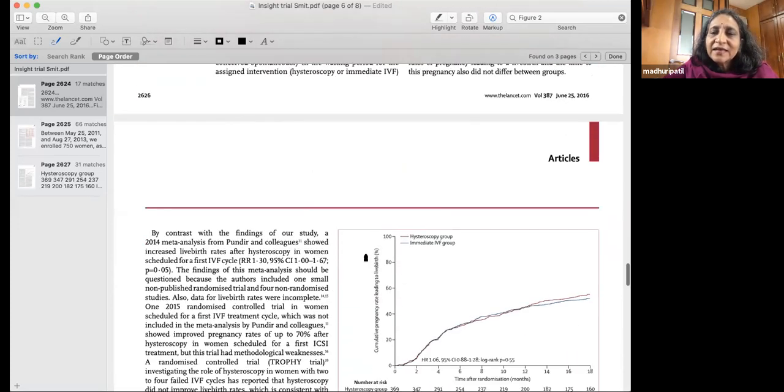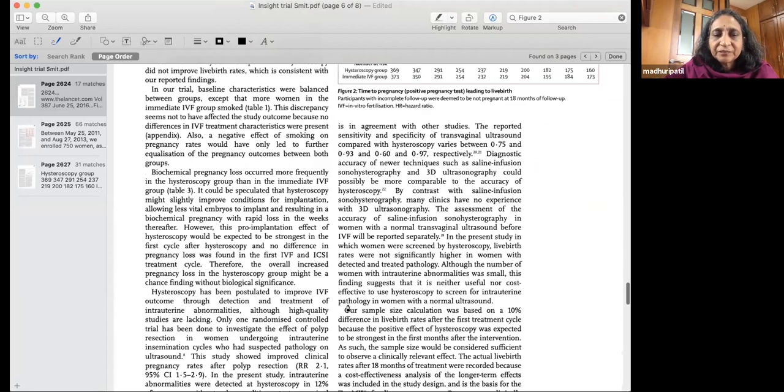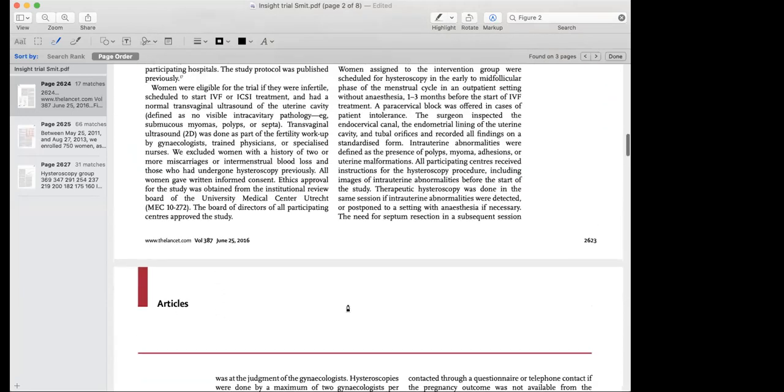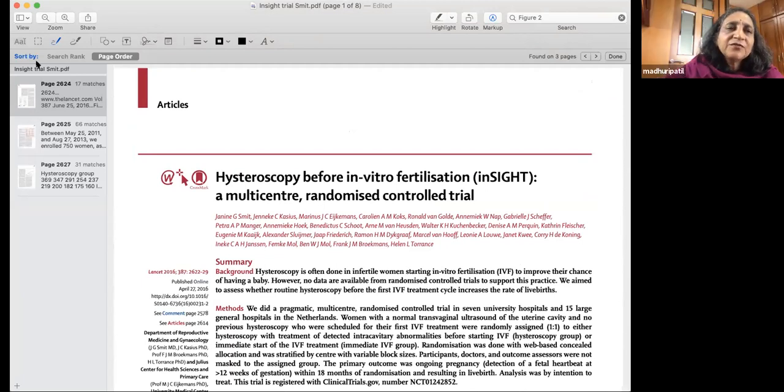Okay. And then this is the time to pregnancy, that's a Kaplan-Meier curve, and you can see that there is no difference in the time to pregnancy. On the contrary, you can see the time to pregnancy is a little more in patients who have undergone hysteroscopy. So this is understood. Shall I go to the next paper? Yes, ma'am. This is a high quality paper. We've got everything in it, and therefore we say that it's a high quality paper. Then I'll go to the other one.